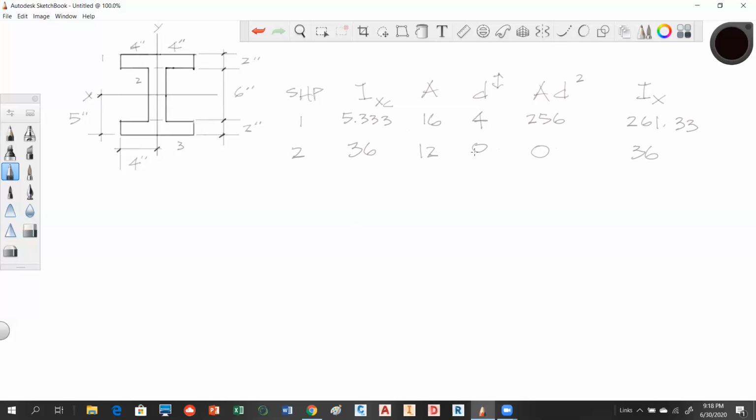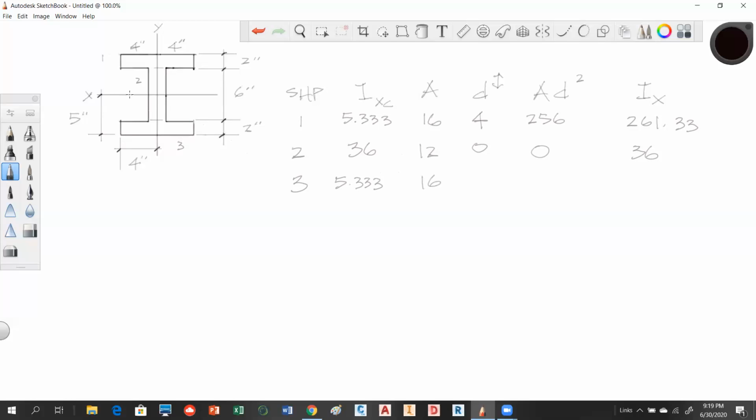So now shape 3. Shape 3 is actually just a mirror image of what shape 1 was. So essentially, they're going to have the same information. So again, 1/12 the base times the height cubed. This is our base of 8. Height is 2. That's 2 cubed times 8 divided by 12. That also gives us the 5.333 value. Area, 8 times 2 is also 16.